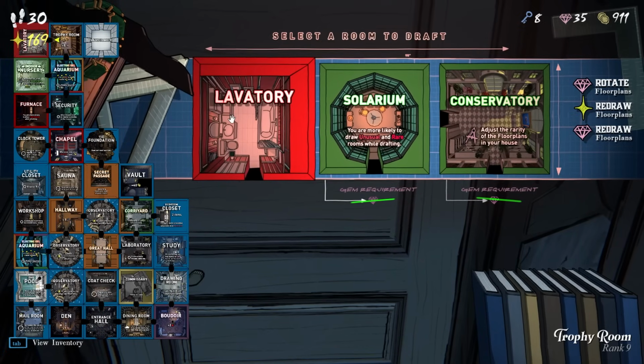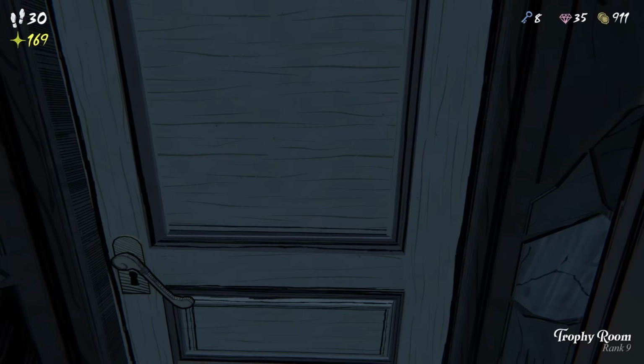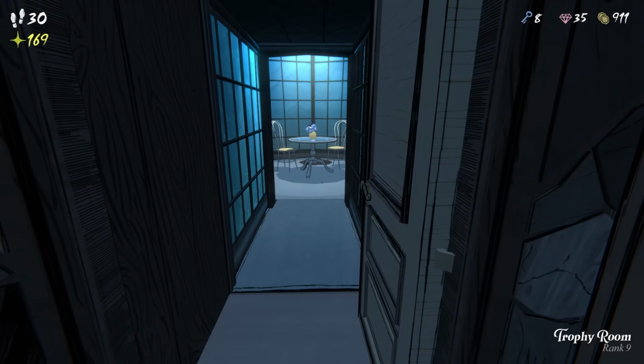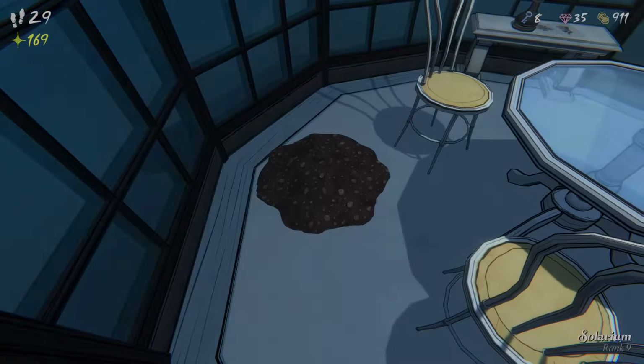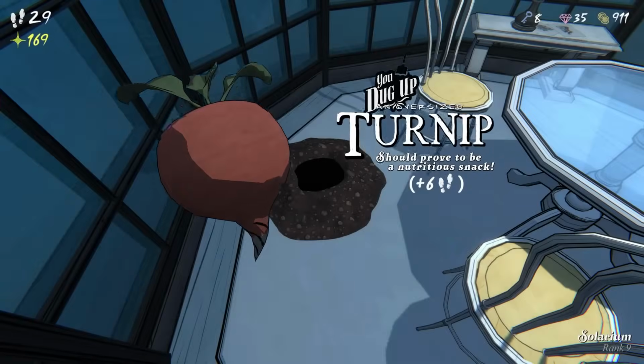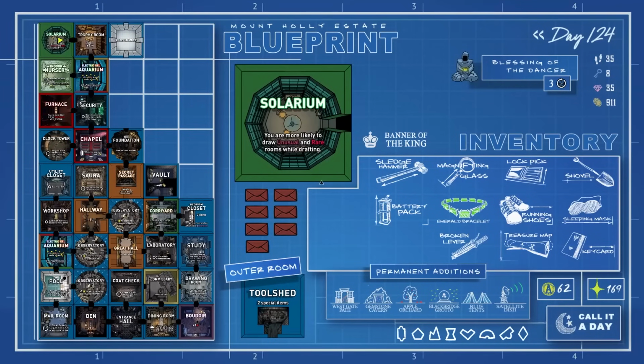Solarium, or should I throw the lavatory down now? This one's going to be more rare. Solarium's going to be more rare to show up on its own, because the lavatory is going to have a super high likelihood of showing up because of the furnace. Turnip! Cool. So let me think now.